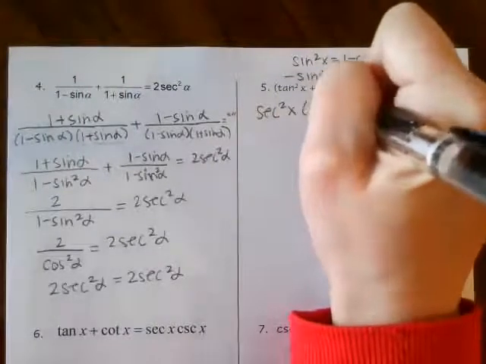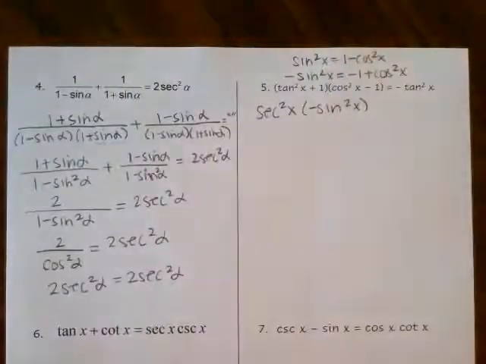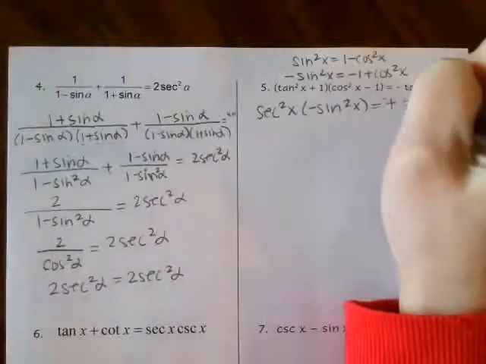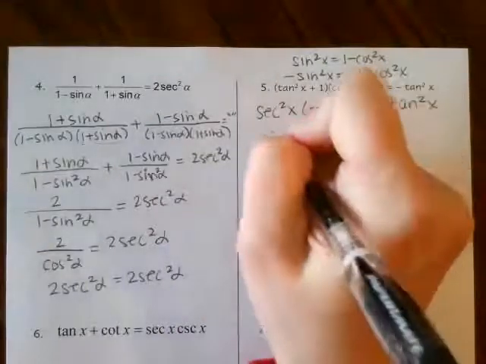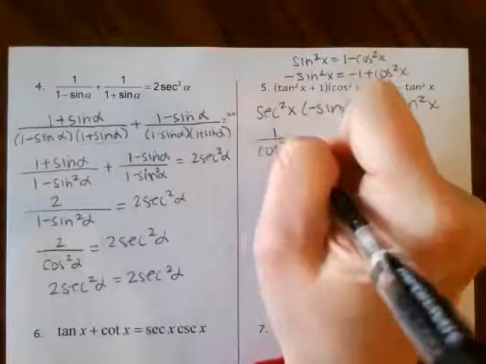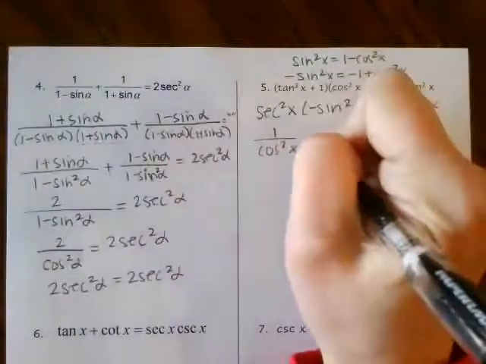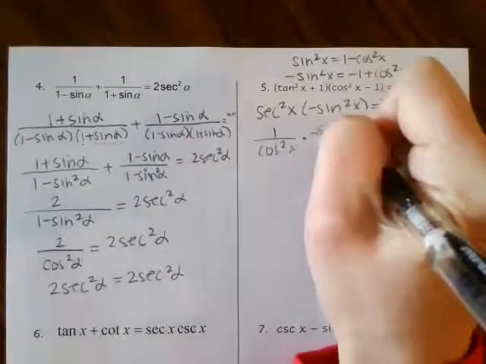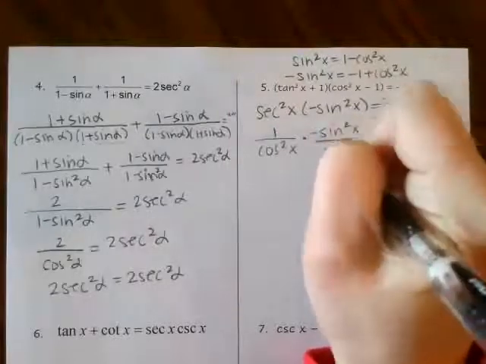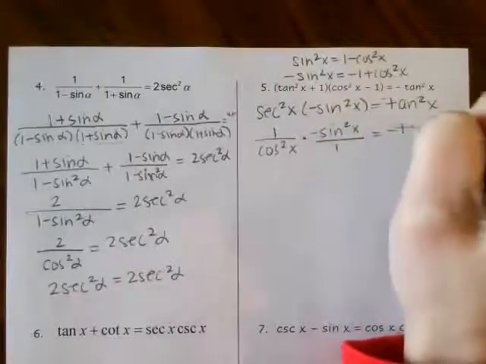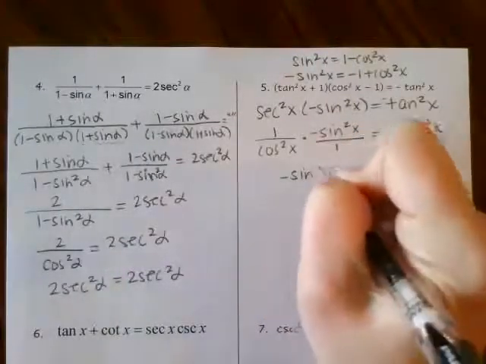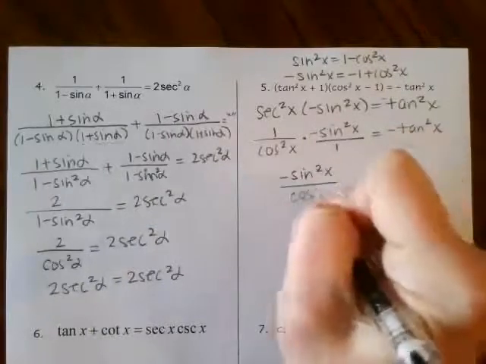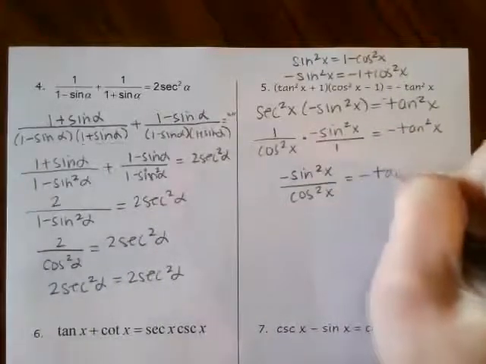So this would be a negative sine squared of x. Now we're still not quite to the right-hand side, so we have to work a little bit more. Secant squared of x is the reciprocal, so we know that is 1 over cosine squared of x, and we are multiplying that times negative sine squared of x. Remember, any whole numbers over 1. And so we multiply those across and we get negative sine squared of x over cosine squared of x.